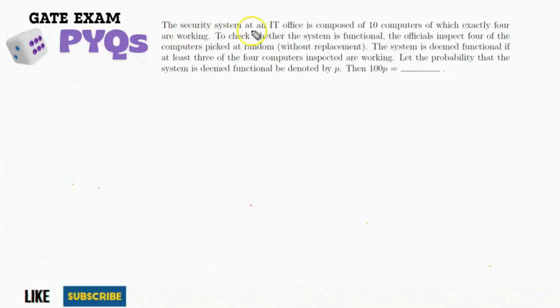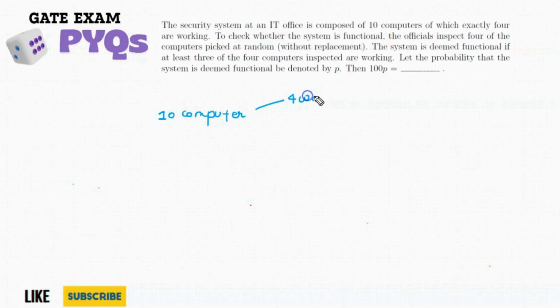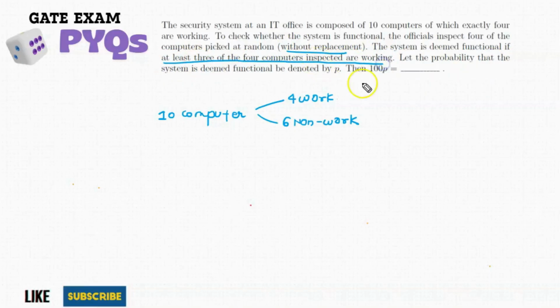This question says the security system of an IT office is composed of 10 computers, out of which exactly 4 are working. So we have 4 working computers and then obviously 6 computers will be non-working. To check whether the system is functional, the official inspects 4 of the computers picked at random without replacement. This is important: it is without replacement. The system is deemed functional if at least 3 of the 4 computers are working. Then only the system is deemed functional.